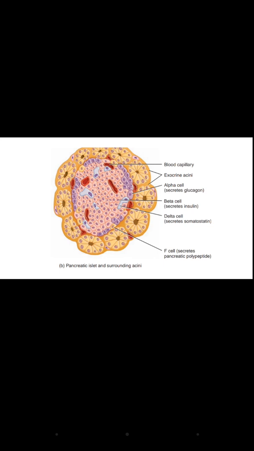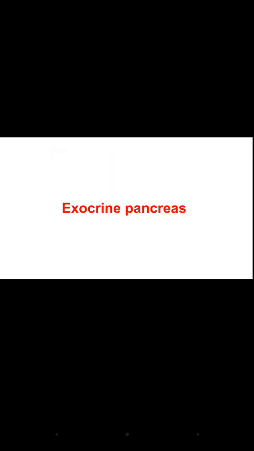I told you that acini cells produce pancreatic juice, but the alpha cells produce glucagon hormone, the beta cells produce insulin hormone, the delta cells produce somatostatin and the F cells produce pancreatic polypeptide. We will discuss this exocrine function and the endocrine function in detail.